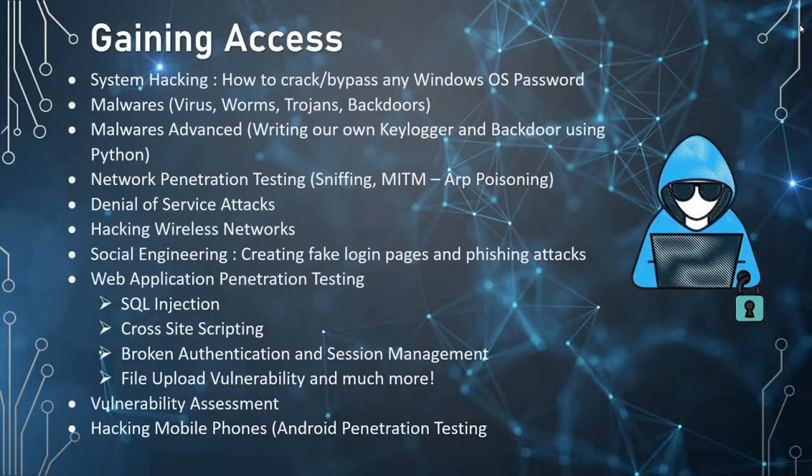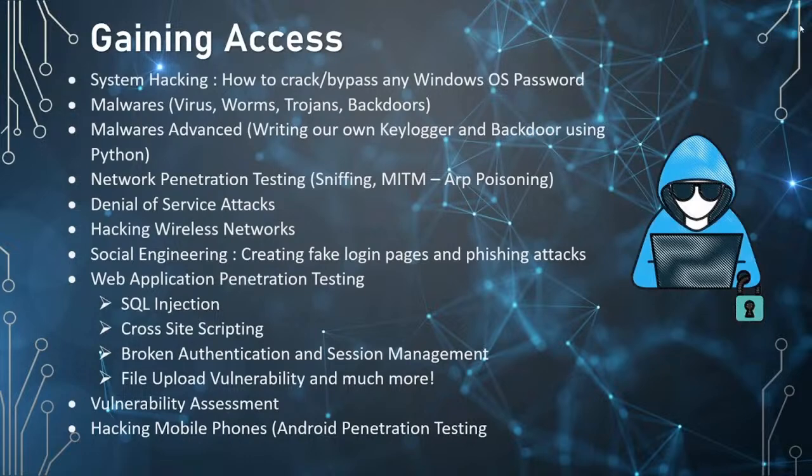After this is done, we have two small topics, which are maintaining access and reporting or clearing traces. Gaining access is the most important concept, guys. After that, we need to know how to maintain persistent connections. So how do hackers maintain a connection even if the system restarts? That is what is known as maintaining persistent connections. After that, we have reporting or clearing traces, where we'll see how to generate a report and submit it to the organization. Or if you're a black hat hacker, how do they remove all the evidence? How do they clear the traces?